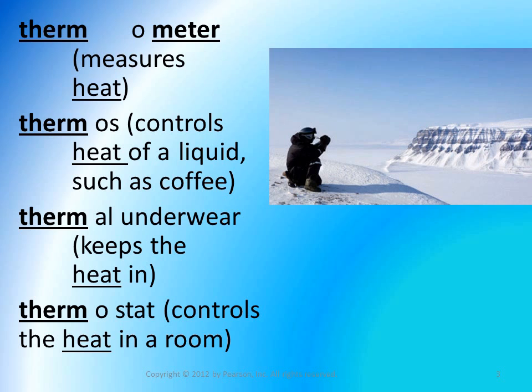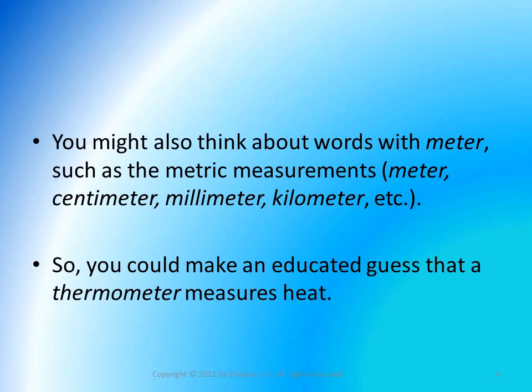A thermos controls heat of a liquid such as coffee. Thermal underwear keeps heat in. And a thermostat controls the heat in a room. But it's all based on the same root, therm, which means heat. Okay? And then you can even think of meter, such as the metric system. What's a meter? A centimeter, a millimeter, a kilometer. So you can make an educated guess that a thermometer measures heat.